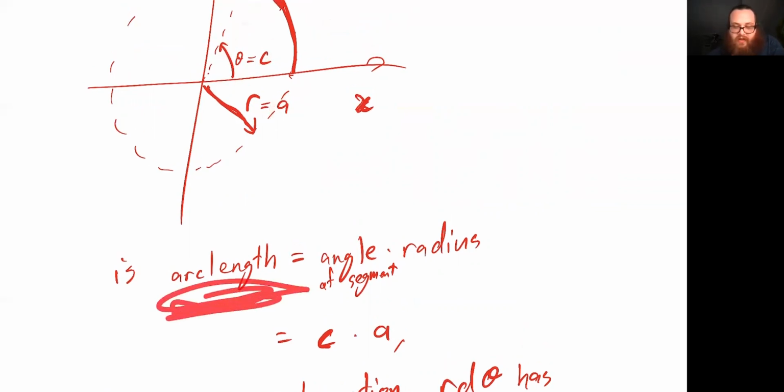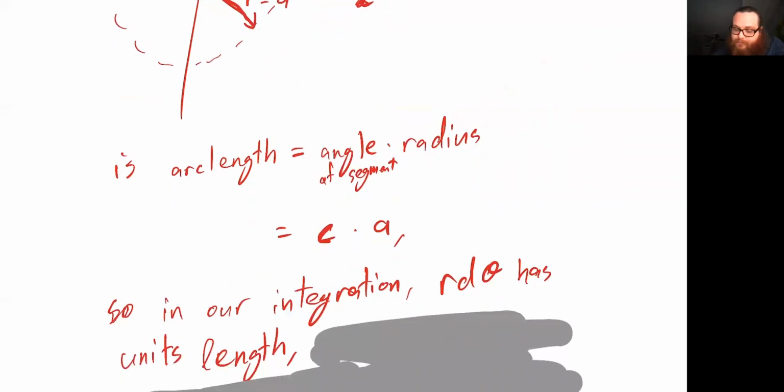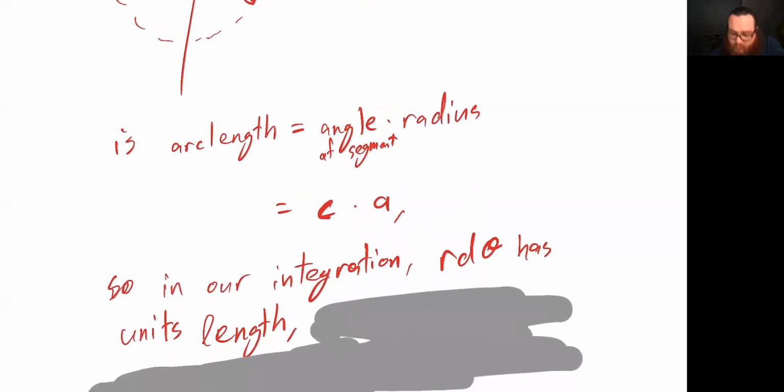So arc length, a measure of length, has units meters. Radius has units meters or length as well, which tells us that angle is unitless. Then what that gives us is this object right here, r d theta. This is going to have units length, which matches the setup from before where we wanted length times length. dr has length, r d theta has length, and so r dr d theta is going to have units length squared, or area.